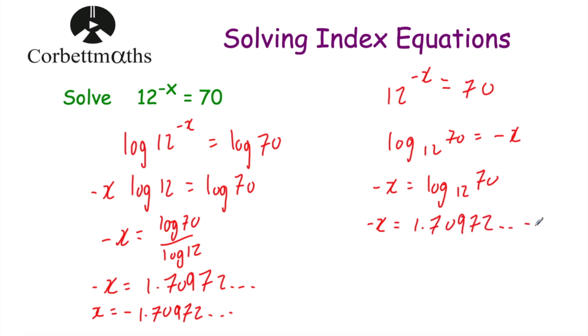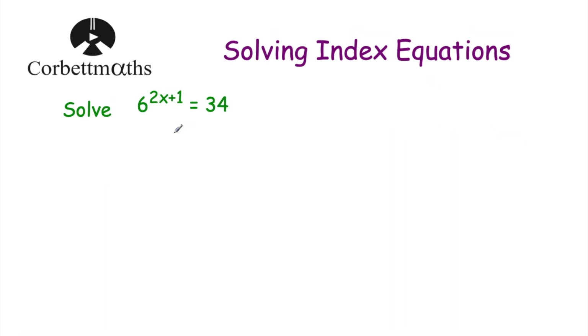And then this is minus x, so you can then just divide both sides by negative 1 or times both sides by negative 1, and you get that x would be equal to minus 1.70972 and so on. Or you could just change the signs on both sides, and then you get that. And that's it. So we've found out what x is. So again, we could take the logs of both sides and bring down the power, or alternatively, you could rewrite this, which is an index form, as a logarithm. Okay, let's have a look at our next question.